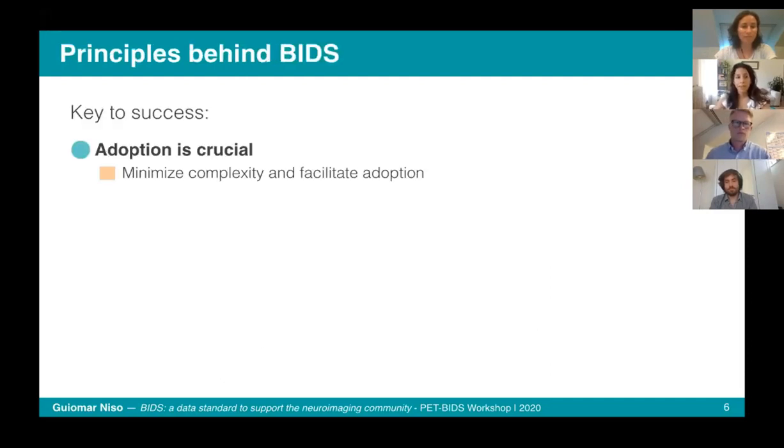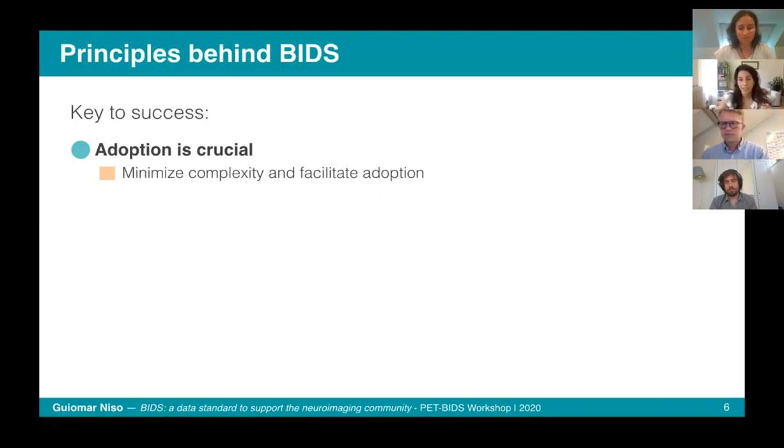And the key principles behind BIDS, the first one is adoption. Adoption is crucial. We try to minimize complexity and facilitate adoption. We don't want to reinvent the wheel. We want to reuse existing methods and technologies whenever possible. We also try to follow the 80-20 rule, tackling 80% of the most commonly used cases. And finally, the engagement of the global neuroimaging community, which is key for a successful outcome, especially during the creation of the specification.